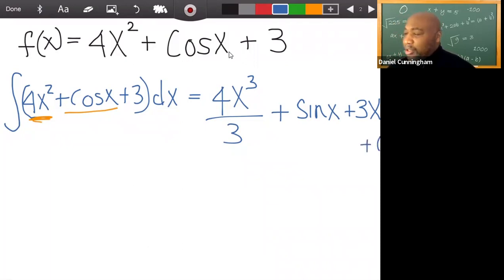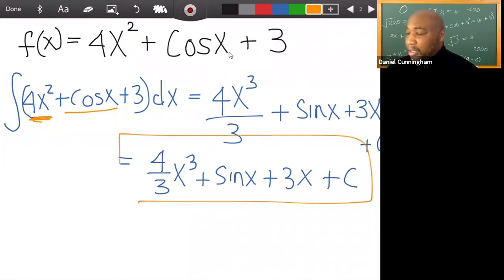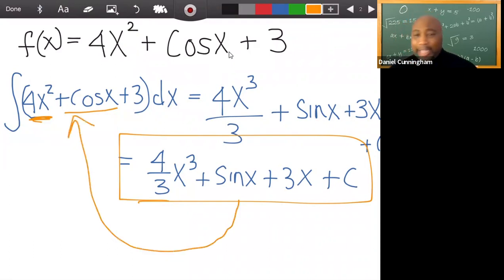So let me write down this answer. The answer for this particular problem could be 4/3 x cubed, you can write it like that, plus the sine of x plus 3x plus the constant c. We've got to have that plus c. And then we highlight our answer, circle it, or put a box around it. And you can always double check by taking the derivative of what's in the orange and see if it matches our original function inside the integrand.